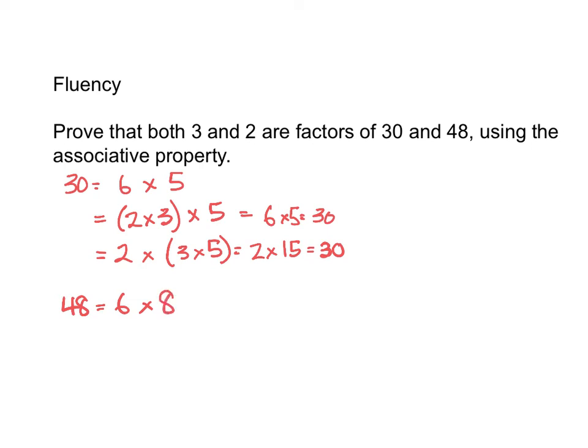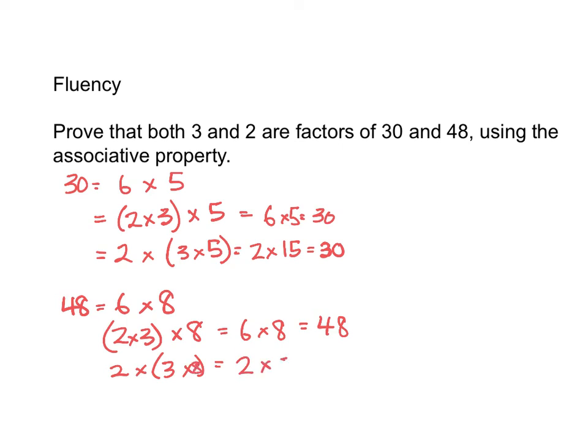We're going to do that same process. 2 times 3, we know that 2 times 3 is 6. So we're going to say that instead of 6 times 8. That's 6 times 8, which is 48. But we could also say, by just changing our parentheses, 2 times 3 times 8, or 2, whoops, I keep forgetting that 8, 2 times 24, which is also 48. Both of those work, and that proves that 2 and 3 are factors of 30 and 48.